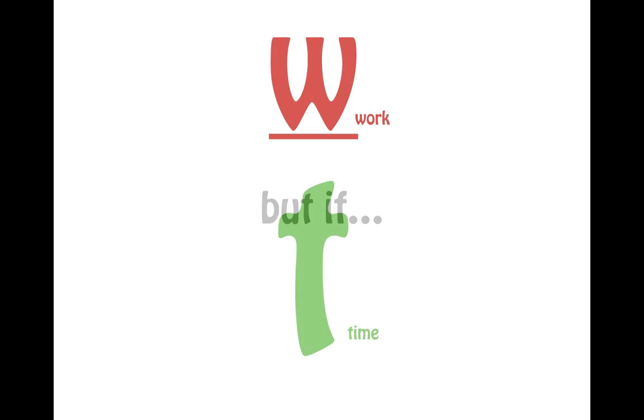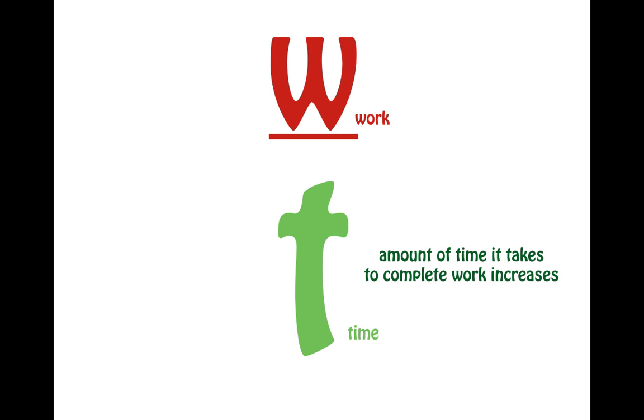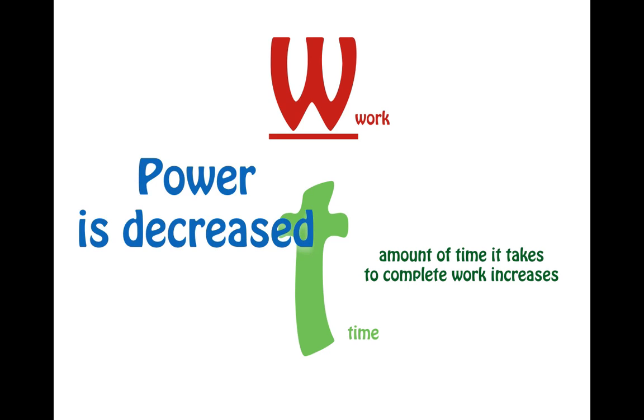Now, what if our time increases? So the amount of time it takes to complete work increases, but our work remains constant. That means the denominator is increasing in size and the numerator is staying constant. As the denominator gets bigger, the number approaches zero, or it decreases. So the amount of power that I'm applying to a job is decreasing.